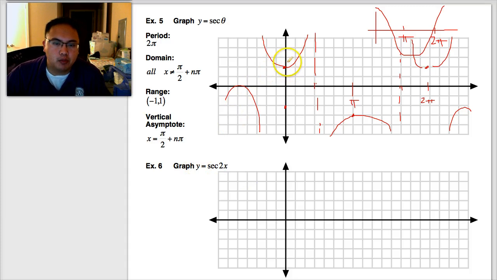So remember here, my minimum was 1. Here it's still 1. But if, say this was 3 secant 2x, that means this would be 3, and this would be -3. Or if my amplitude was 5, that means this is 5 and this is -5. So remember that's the amplitude.